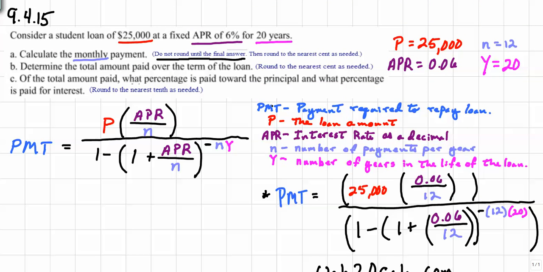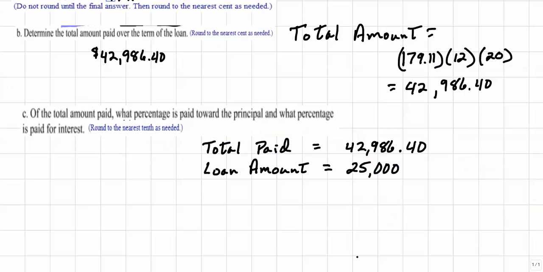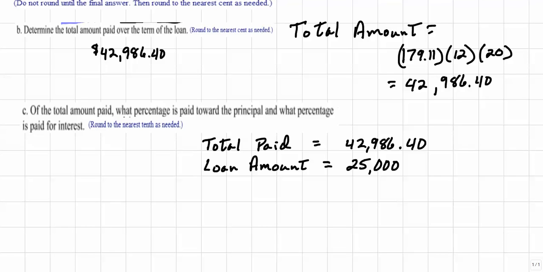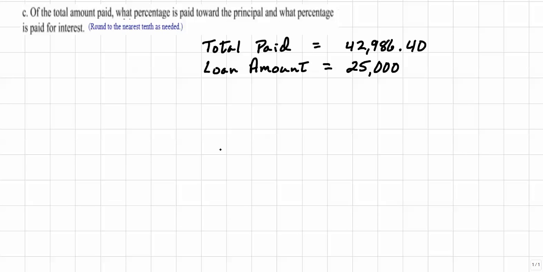And then the next part is, of the total amount paid, what percentage is paid toward the principal and what percentage is paid for interest? Well, for this part of the problem, all we're going to do is we're going to take the initial loan amount, which is $25,000, and we're going to divide that by the total amount that we've paid out, which is going to be $42,986.40.